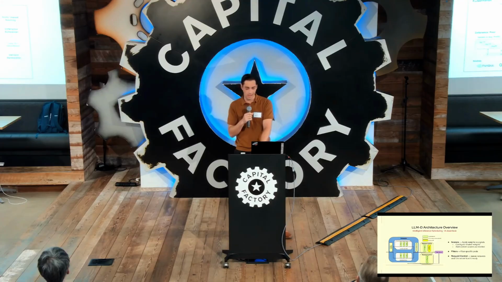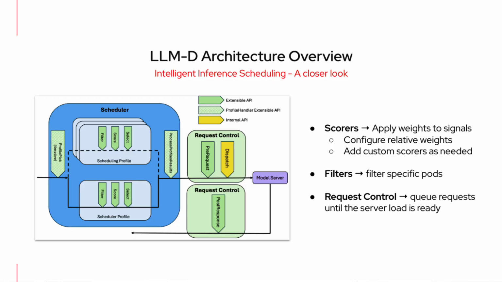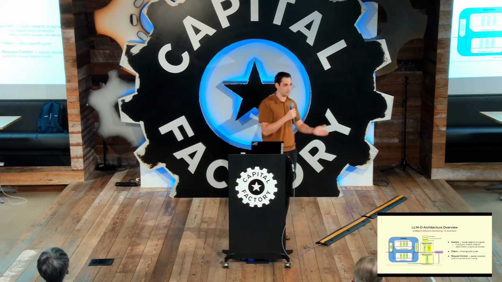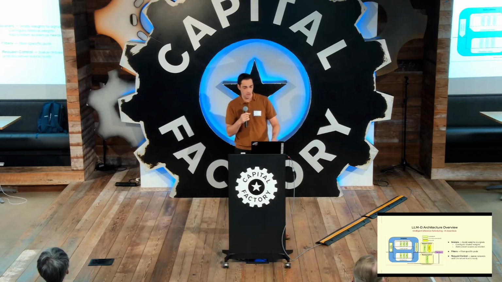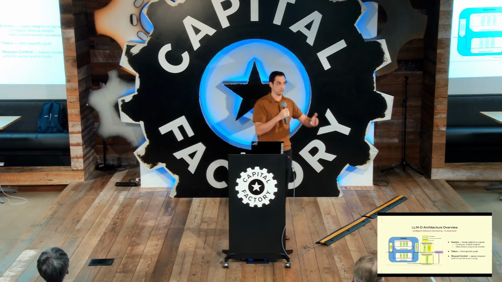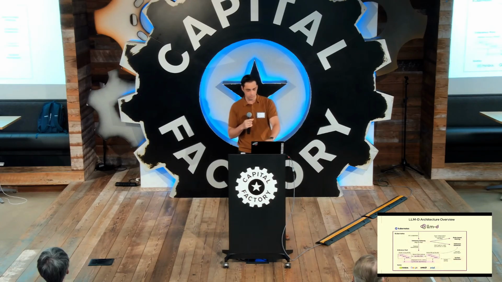So this is a closer look at the scheduler. We've got different scheduling profiles, like I said, that help it understand how it can target these different types of workers. The first phase is the filter, where it selects everything. We saw how this inference pool has different worker types.